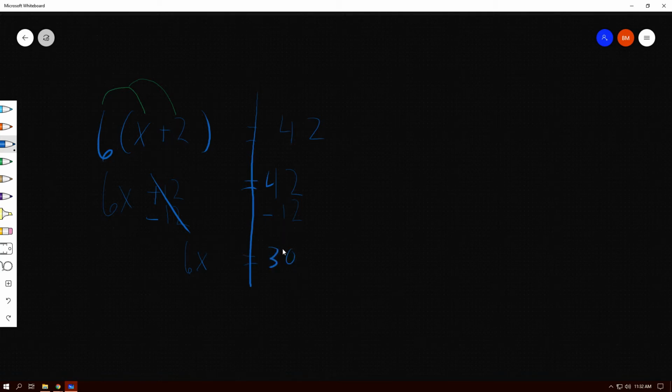Now, what am I solving for? I'm solving for x. What's on the same side as x? Well, the 6. What is the 6 doing to the x? Well, it's multiplying. How do you get rid of multiplication? You divide. So you're going to have x equals, well, 30 divided by 6 is 5. And there's my final answer.